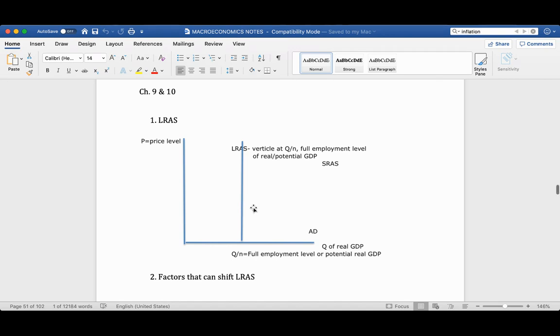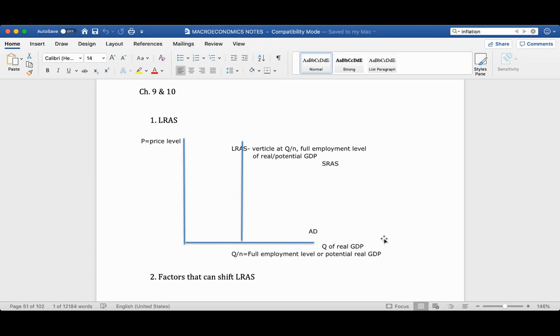So, what does affect the long run? What could make the long run aggregate supply move to the right, which would mean we have an increase in the quantity of real GDP, or to the left, which would mean that we would have a decrease in the quantity of real GDP? So, wherever the long run aggregate supply hits this axis, that is called QN, the natural rate of quantity, or full employment level, or potential real GDP. So those terms can be used interchangeably.